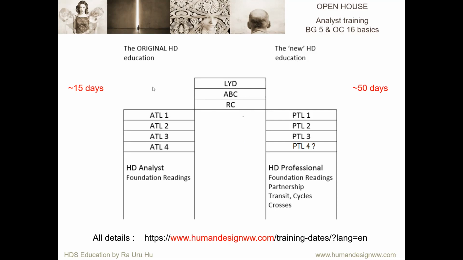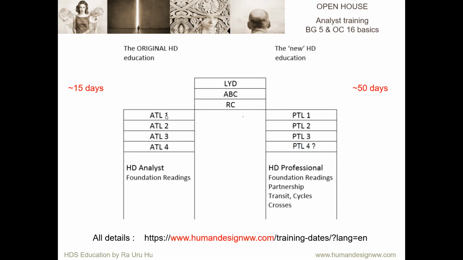And these 4 levels of analyst training are the original Human Design education that Ra presented. It must have been 2003 or so. I'm not quite sure about the year, but it's a long while ago. And these 4 levels took approximately 15 full days of training.